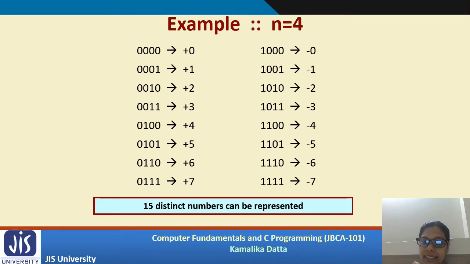So 15 distinct numbers are represented in 4-bit, right? In unsigned numbers, we can represent 16 distinct numbers, but for signed, 1 bit is basically the sign bit. So that is how we can represent 15 distinct numbers.